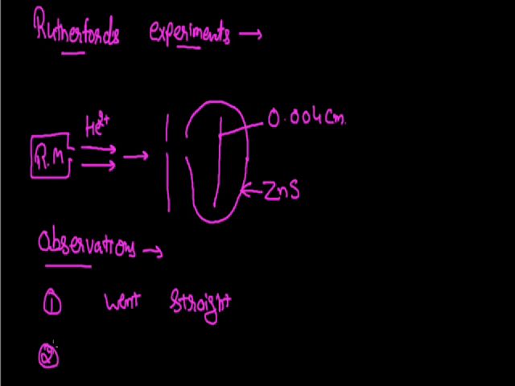The second observation was that some alpha particles were showing some deflection, and the deflection angle was different in the case of different alpha particles. So there was some deflection, and the deflection angle theta was going to vary.